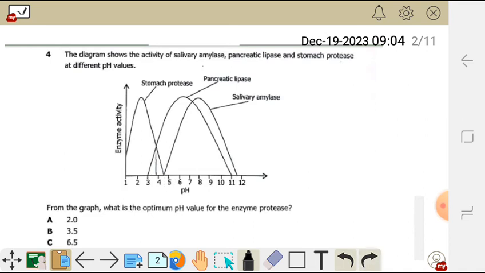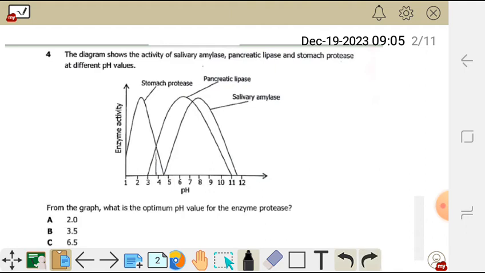So it works best at very low pH. So the optimum pH for enzyme protease is in between 2 and 3 here. To be specific, here at 2, the pH there is optimum. That's where the enzyme is working at its best. So the correct answer for question 4 is A. Okay, so the optimum pH value for the enzyme protease is 2.